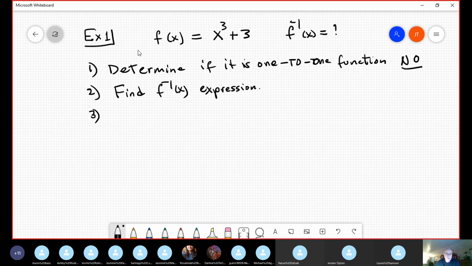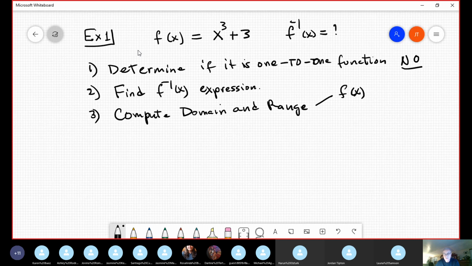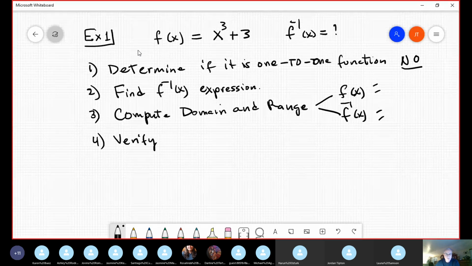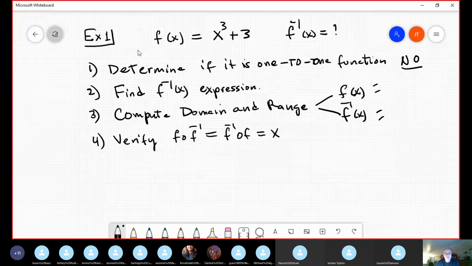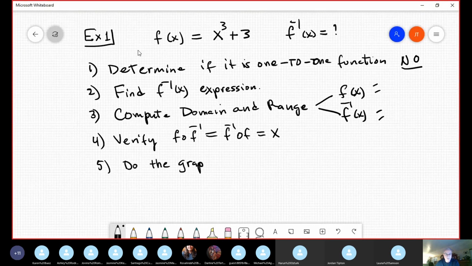Number 3 is compute the domain and range. But domain and range of what? Of both. Of the original and its inverse. Actually, we need to compute 4 sets: domain of F, range of F, domain of inverse and range of inverse. Number 4 is verify using this statement: F composition F inverse is equal to F inverse composition F, and this is equal to identity. So in both directions. And finally, number 5 is do the graph. Do the graph of what? Of the direct or the inverse? Both.